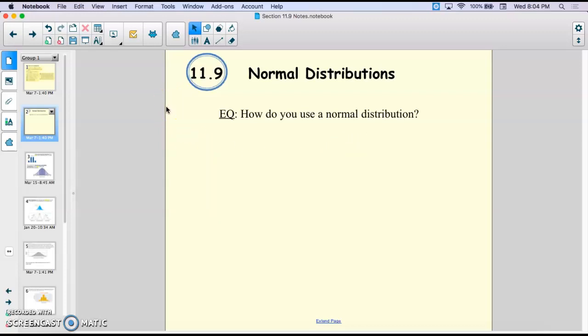We're talking about normal distributions. Normal distributions play a role in your life. For example, IQ is all based around normal distribution. SAT and ACT scores are also based around normal distributions. The MCAs that you're going to take in a couple months are based around normal distributions. So they play a role in your life a lot with test scores, but there are also some other applications. So we're going to our essential question: how do you use a normal distribution?